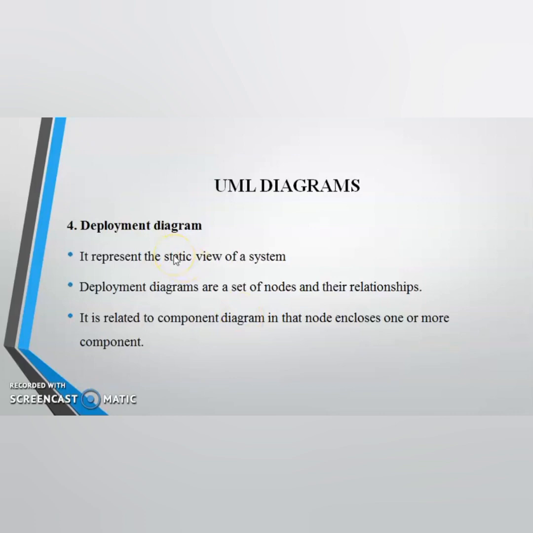The fourth diagram that comes under structural is deployment diagram. It also represents the static view of a system, right? And the second thing is it is a set of nodes and their relationships. In component diagram, it is a set of components and the relationships. In object diagram, it's a set of objects and the relationships. In deployment diagram, it's a set of nodes and the relationships. The last thing here is it is related to the component diagram. In that, a node encloses one or more components.